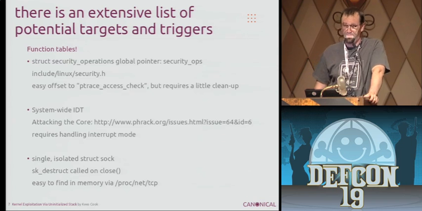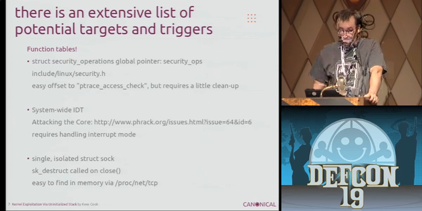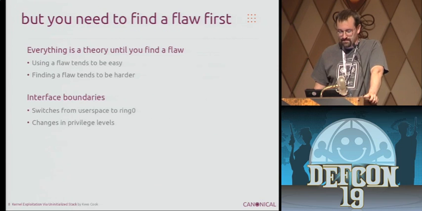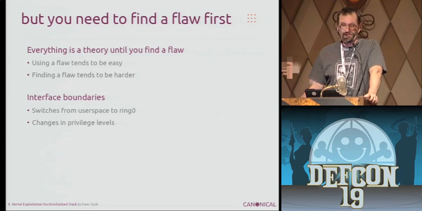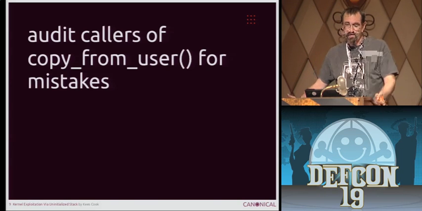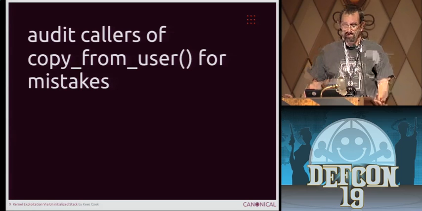But my favorite at this point is now using a single sock struct. So if you can create a socket, you've got the destructor when the socket goes away that gets called. And if you can overwrite that function, when you close the specific socket, it'll actually run the code that you wanted it to run. And it's very easy to find that function because it's exported by the kernel for you to see.